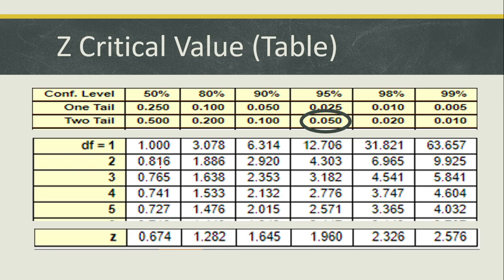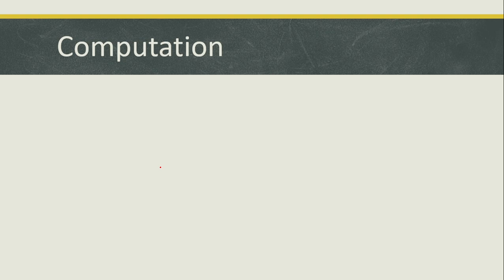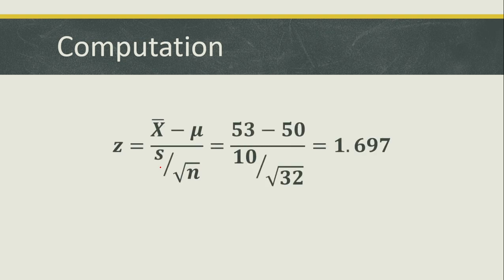Sa two-tailed, yung 0.05. Tingin sa letter Z. Pagtapatin. 1.960. So, that is the critical value. Okay. Next one. Computation. Substitute lang lahat ng given. Here we go. So, the answer is 1.697.